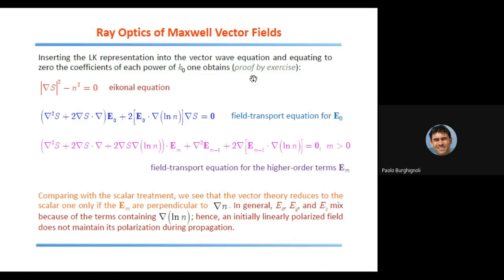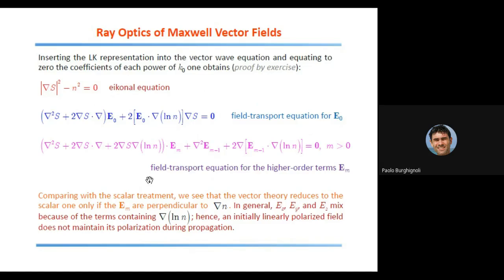Okay, without doing all the calculations that I'm sure you will do by yourself, you will discover again that to lowest order you will find the Iconal equation. And then going to higher orders, you will discover an infinite set of transport equations. The first one involves only the amplitude vector E0, okay? And the remaining infinite ones involve both E_m and E_(m-1), where m is a positive integer index, okay? If you compare these equations with those obtained in the scalar approximation, we can see that in some lucky situation, the vector theory collapses into the scalar theory.